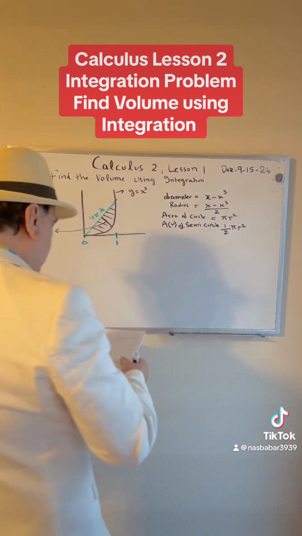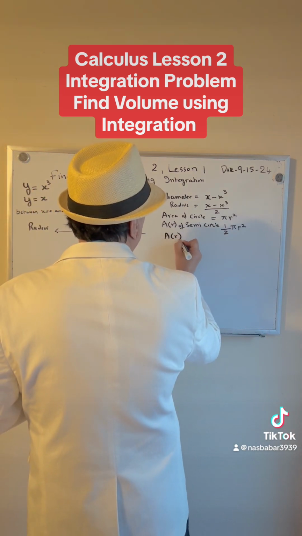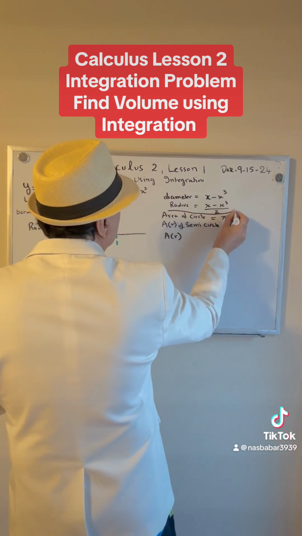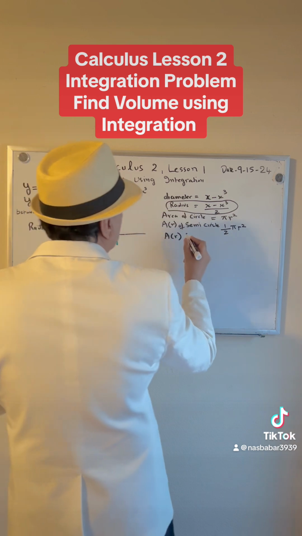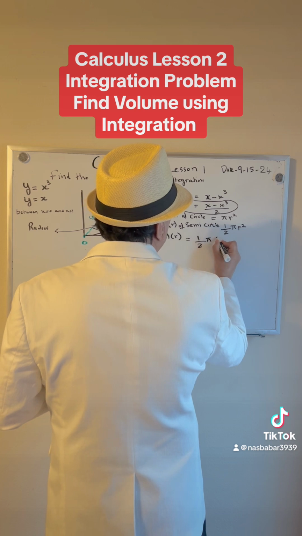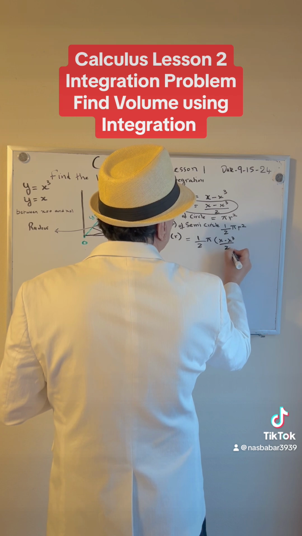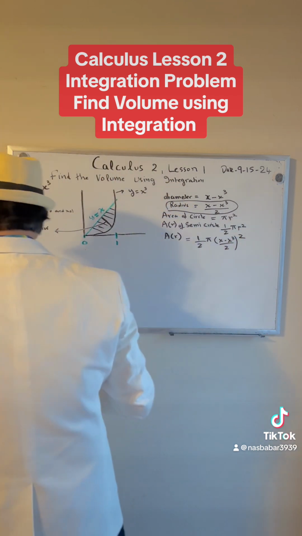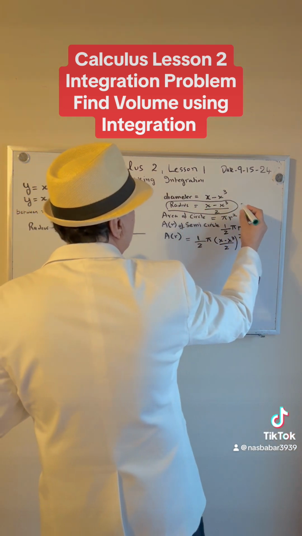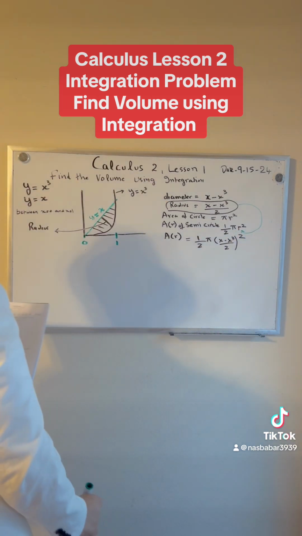Now what you have to do is plug in. So you say A(x), you have to plug in the value of R, which we just found right here. So that would be equal to half pi into x minus x cube over 2, whole square. All I'm doing right here is plugging in the value of R in here. That's all I'm doing.